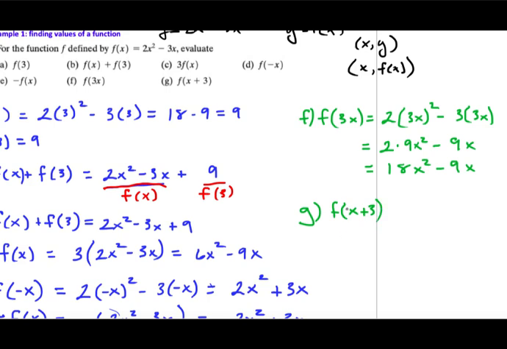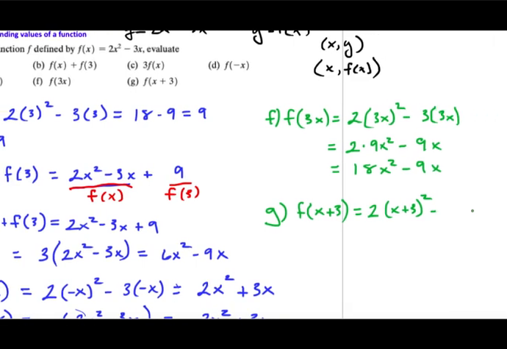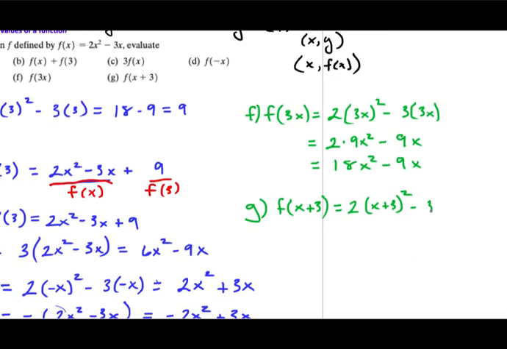Again, everywhere we see x in our original, we're going to replace it with x plus 3. So I get 2 times x plus 3 squared minus 3 times x plus 3. And now we can do the algebra and multiply this all out.